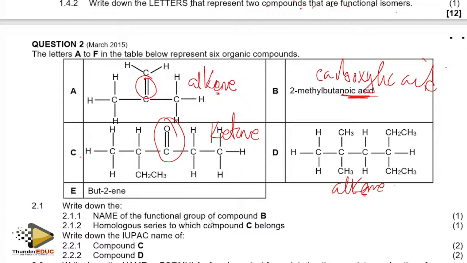Name the functional group of compound B. These are carboxylic acids. Yes. Homologous series of compound C. These are formals, right? Yes. So it's a ketone. Then they're saying, write down the IUPAC name of compound C. IUPAC name of compound C. Yes. Okay. Let's look at compound C.